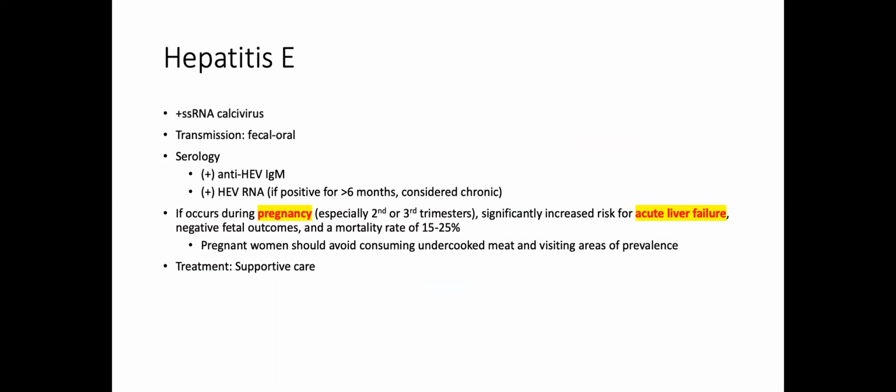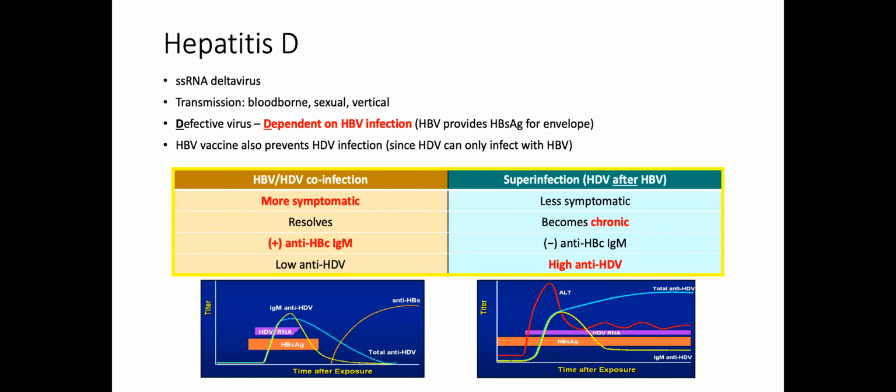Hep D, okay, Hep D is going to be a single-strand RNA delta virus, so D for delta, D for Hep D. Transmission can be bloodborne, sexual, and vertical, so you can't get it on your own. It's defective, Hep D. It is also dependent, and it is a delta virus. So Hep D: delta, defective, dependent. It is dependent on Hep B. If you do not have Hep B, you cannot get Hep D. Hep B provides the envelope for Hep D to work. That's why it's defective. It can't work on its own.